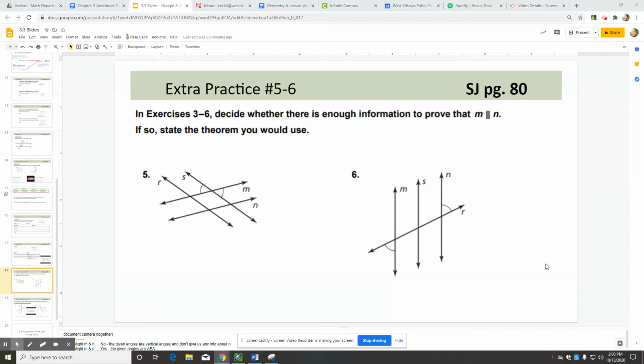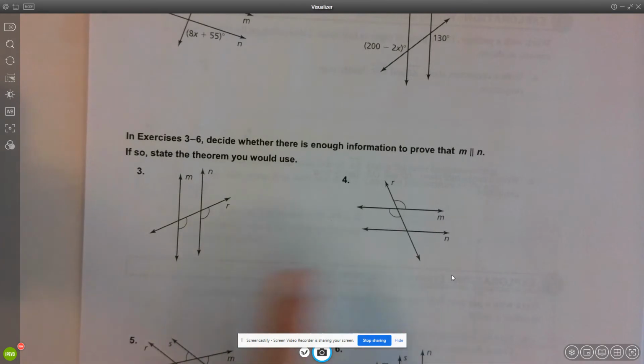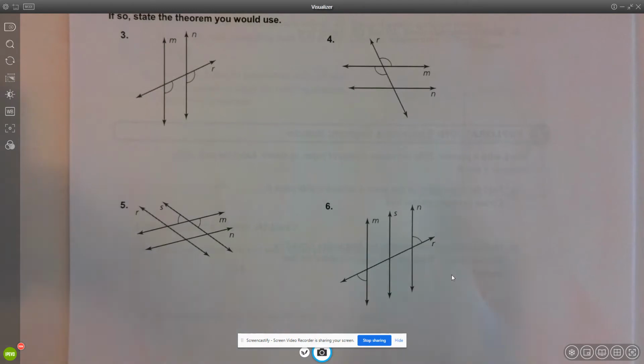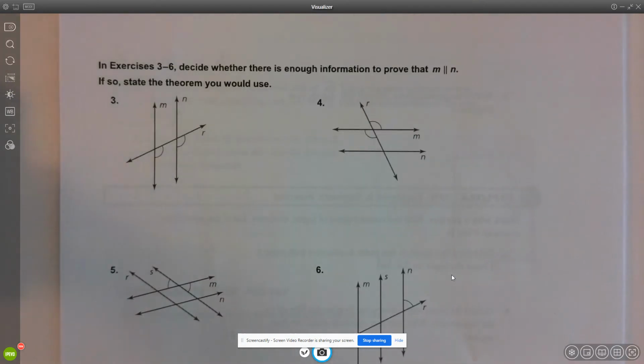In this video, we're going to go over 5 and 6 extra practice problems on page 80 in your student journal. Now in 3 and 4, these pictures look a lot less complicated than in 5 and 6. And so keep in mind, sometimes we might want to ignore certain lines if they're not needed to answer the question. So we need to decide whether there is enough information to prove that line M is parallel to line N. So we are interested in line M and N.